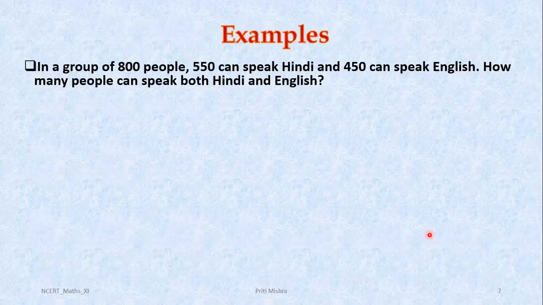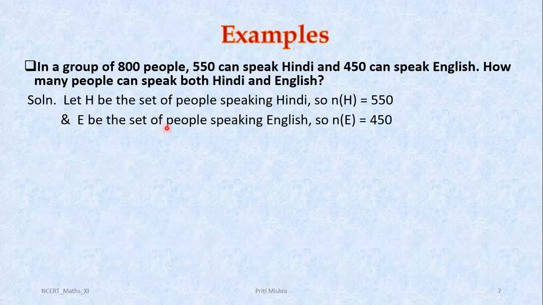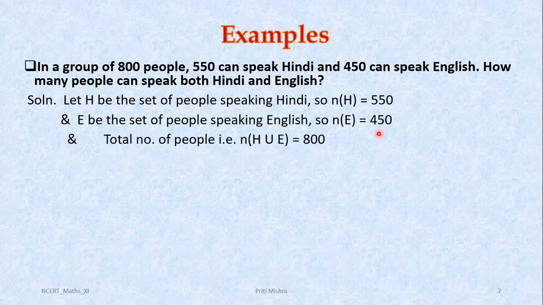Let's have some examples. Here is a question: in a group of 800 people, 550 can speak Hindi and 450 can speak English. How many people can speak both Hindi and English? Let H be the set of people speaking Hindi, so N(H) will be 550, and E is the set of people speaking English, so N(E) will be 450. The total number of people is N of H union E, which is equal to 800. It is given in the question.